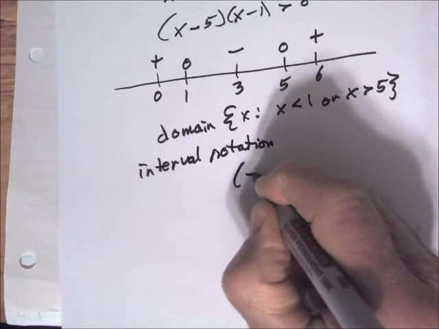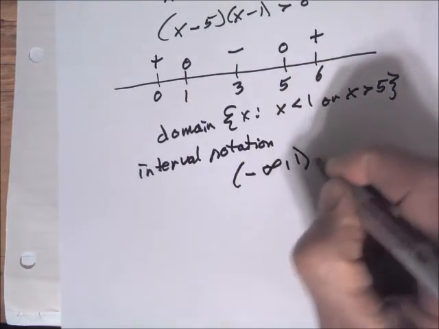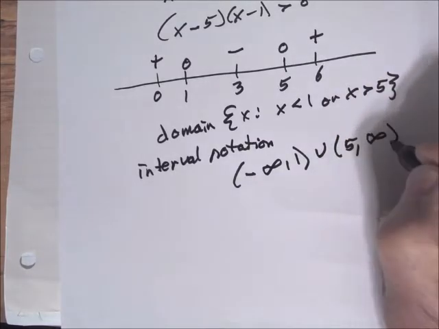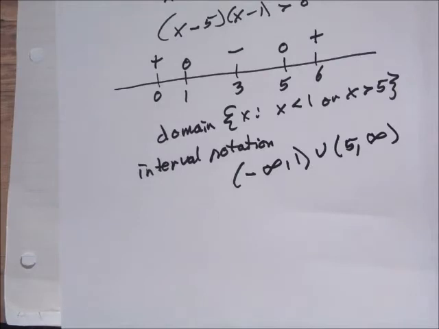From the interval from minus infinity to 1 with round brackets, union interval from 5 to infinity with round brackets, because we're not including the endpoints.